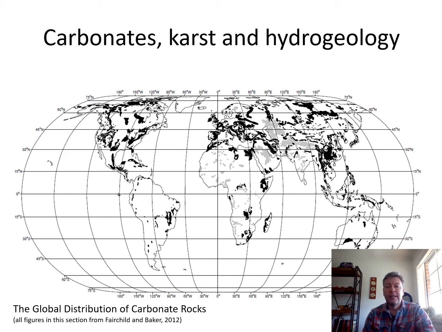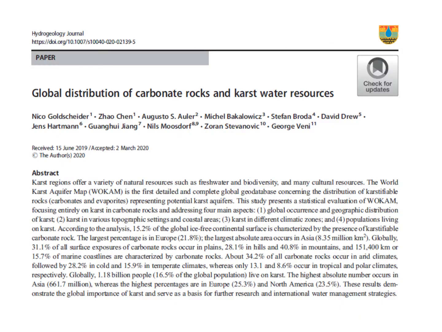And you can see it covers a large proportion of the Earth's surface, particularly in Europe and particularly in Asia as well. So karst and karst aquifers provide a substantially important, significant global water resource, and we need to be able to understand that and model that.